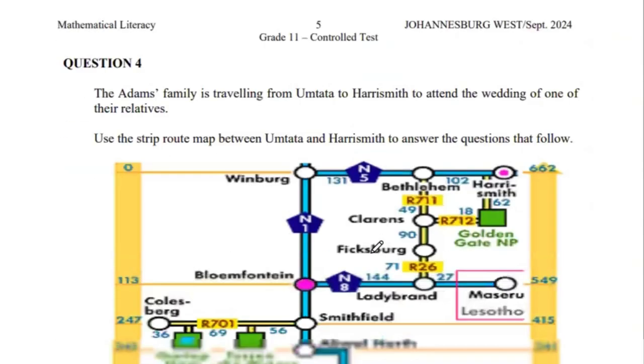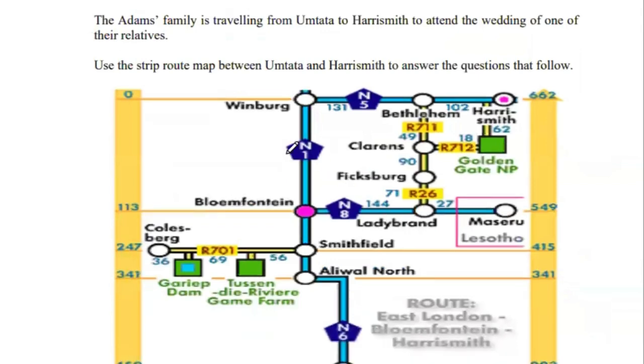We look at question number 4. It has a map here. Adam's family is traveling from Umtata to Harry Smith to attend the wedding of one of their relatives. Use the strip map between Umtata and Harry Smith and answer the questions that follow.